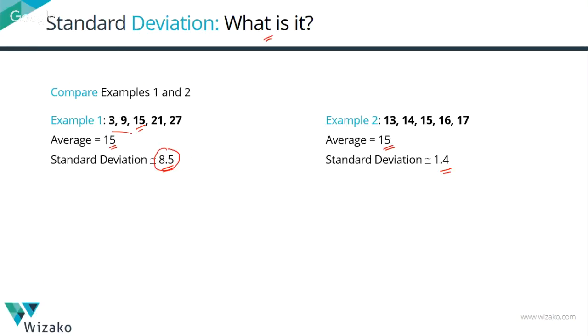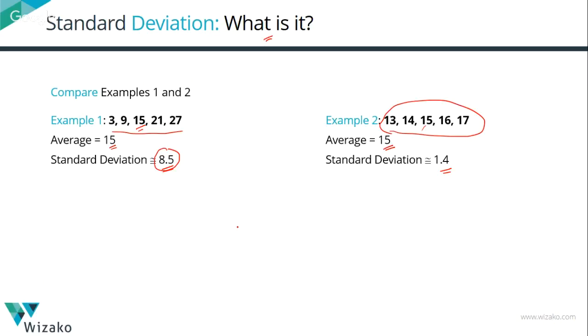Let's take a look at the data set. This 15 is a mean. Look at how very dispersed the data set is. We've had a number as low as 3 and a number as high as 27 in this data set for a mean of 15. Look at this data set. All numbers are hovering closer to the mean. The lowest number is a 13, the largest number is a 17.